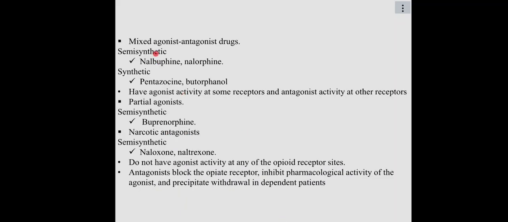Then from there, we can move to the mixed agonist-antagonist drugs. Under the semi-synthetic, we have no naturally occurring ones, because the only naturally occurring are morphine and codeine, which are agonists. So we start with the semi-synthetic, where we have nalbuphine. I hope from this structure you can be able to draw this structure.